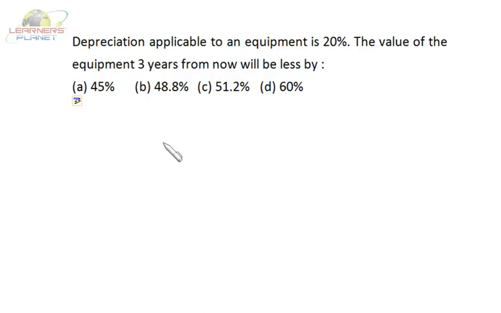Initially, suppose the value of that particular equipment is 100. After 1 year, it will be 20% down. That means it will be 80% of the first year. 80% is 4 by 5. So this is after first year, and this is after second year, and this is after third year. Okay, I hope you are getting my point.